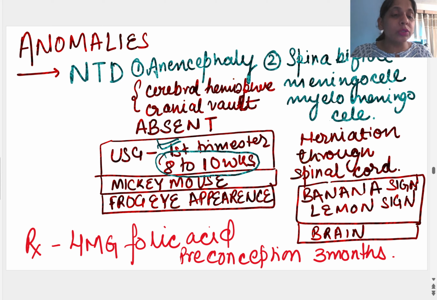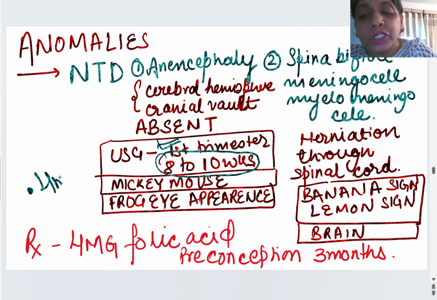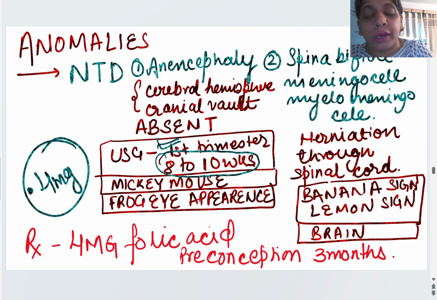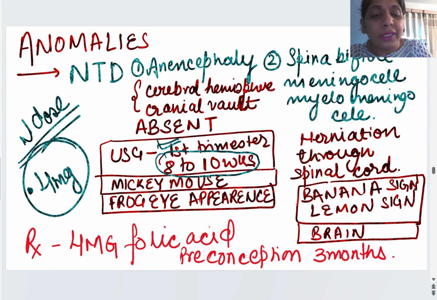Okay, so this is one thing. Okay, what is the normal dose of folic acid? It is 0.4 mg in the first trimester. When there is a history of neural tube defects, then we give 4 mg, 10 times. Okay, okay.